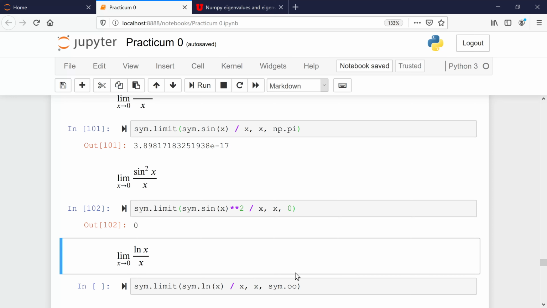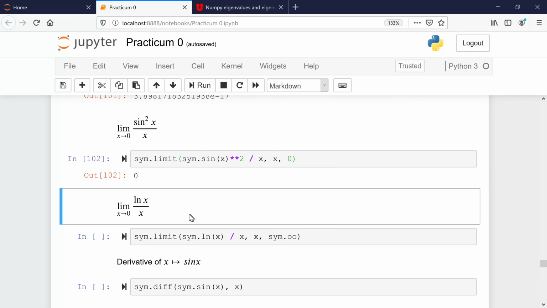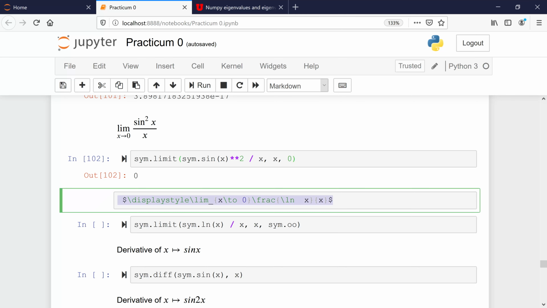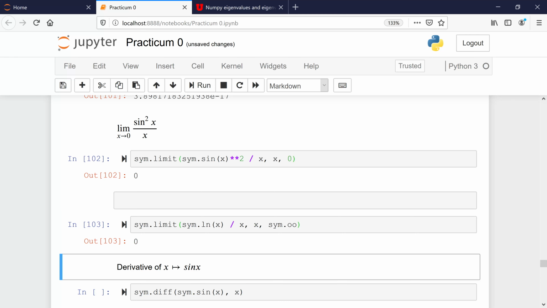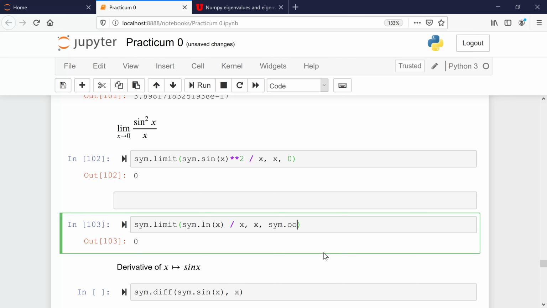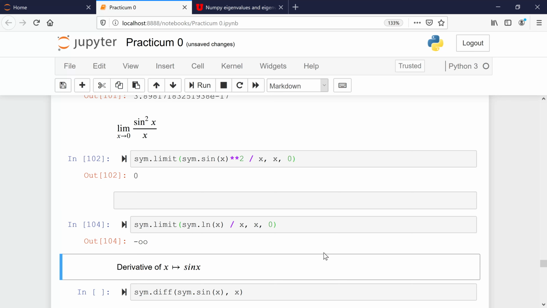Ln x over x as x tends to 0. Actually, no, this is plus infinity. Let me try this to infinity. Okay, we can do both actually. If you want ln x over x at infinity, it should give us what? It's 0. But if we want to compute it at 0, then we should get what? Ln x over x at 0 is minus infinity. Okay, this is the symbol for minus infinity. Try to experiment with our function.